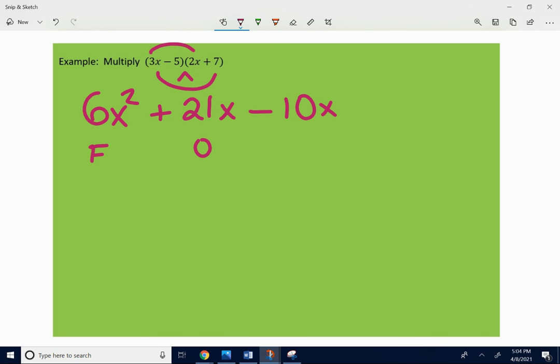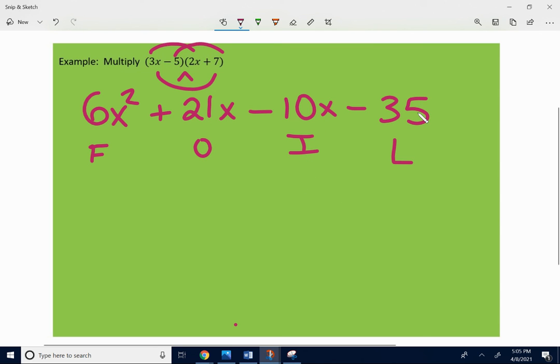Last, multiply the two that are last in each set of parentheses. Negative 5 times a positive 7 is a negative 35. Here's another kind of mental image. I was taught that this is binomial George. It's kind of silly. But anyway, when I use the FOIL method, I have 6x squared plus 21x minus 10x minus 35.